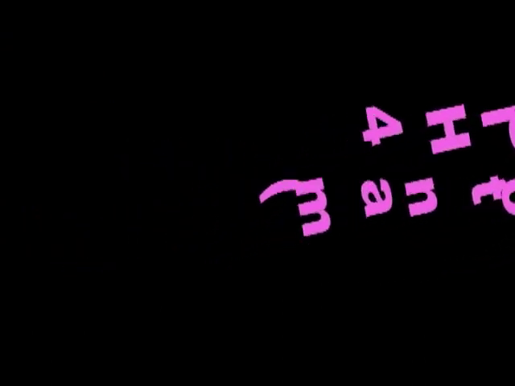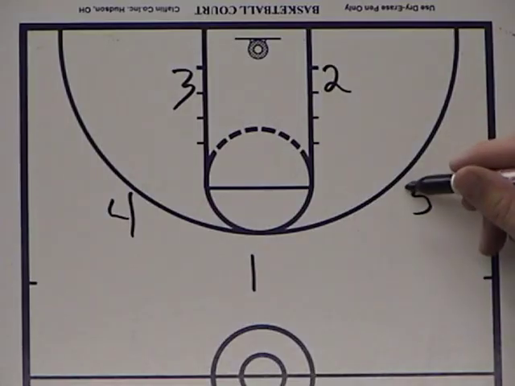4 high is another offense we run against man-to-man. This is completely different from the other one. We have 2 versions of it. We have a post option and a guard option. The first one we're going to show is the guard option.